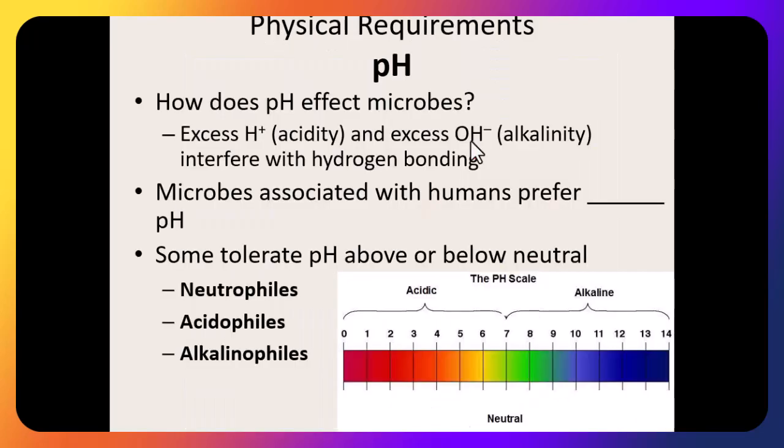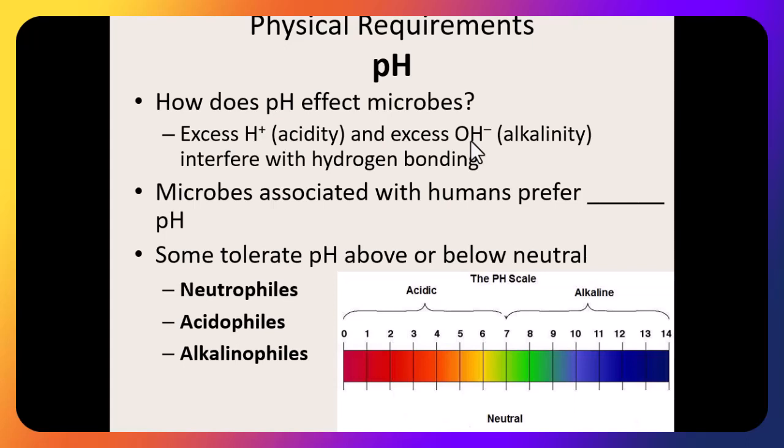Another physical requirement is pH. Organisms have a happy pH that they grow best at. Because if you have something too acidic, it means you have a lot of hydrogen ions, or if you have something too alkaline, which means you have lots of hydroxide ions, it interferes with hydrogen bonding, which is going to cause issues when it starts to make new DNA during replication. So if you make something too acidic or too alkaline, it's going to affect replication of those bacteria.